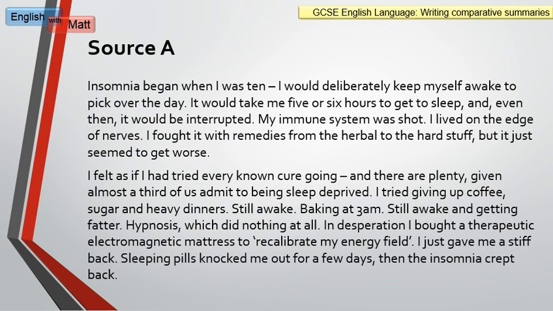So from those 2 paragraphs, from the extract, you need to be finding quotes that tell you about the things that this writer tried to do to get to sleep, but those things ultimately failed and didn't work.